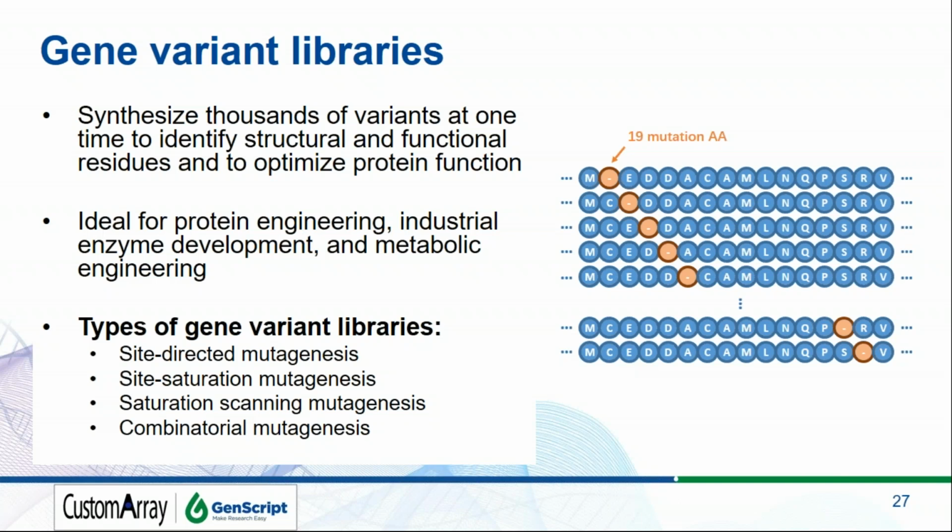Industrial enzyme development, similar concept. Metabolic engineering. This allows less of a shotgun approach and more of a targeted approach, and that's what oligo pools are great for. There's a lot of different types of gene variant libraries, and we can address many of these different needs.